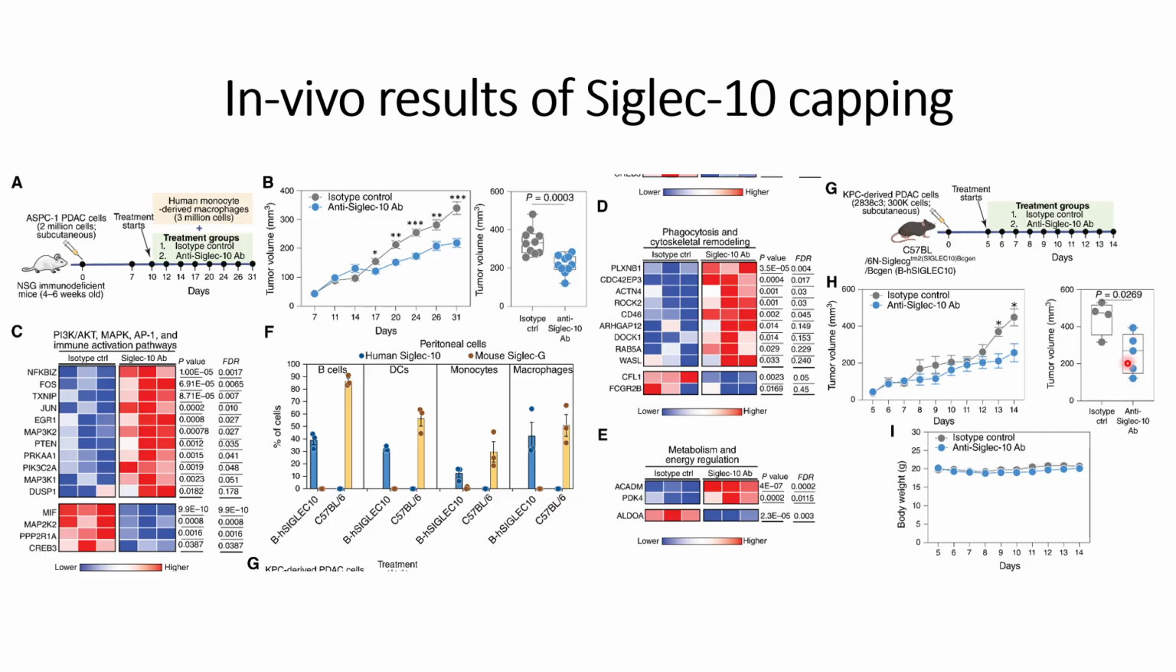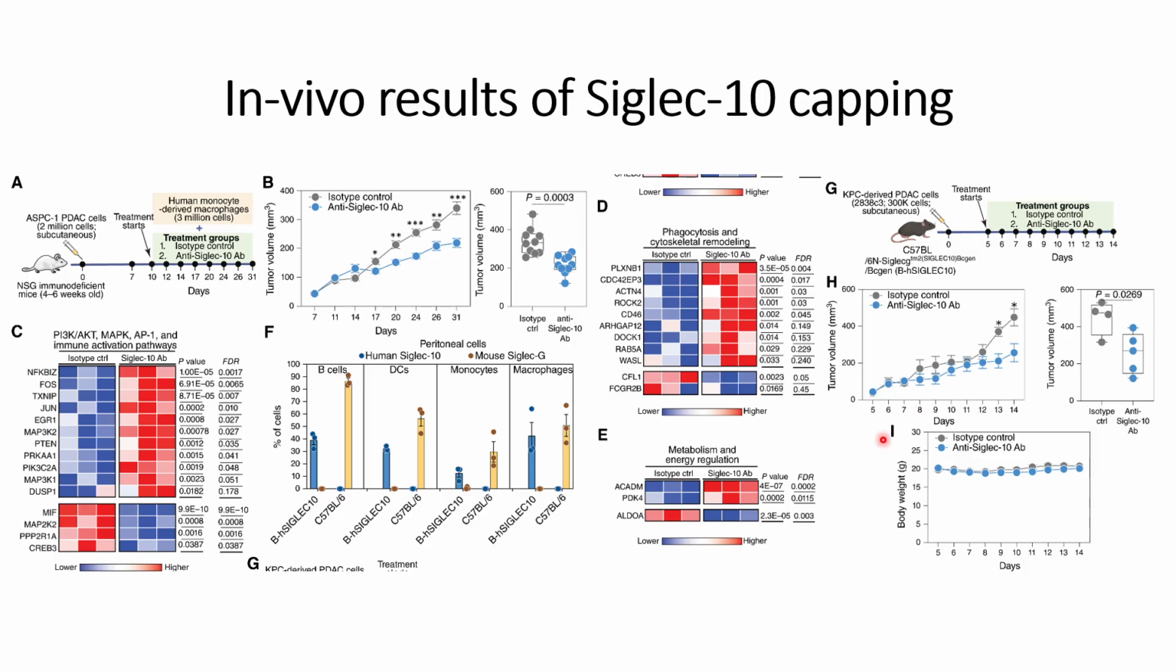Thereafter, they also checked whether it would cause any toxic effect on the mice, and for that they checked the body weight of the mice. They were not able to find a significant body weight change between the isotype control and anti-Siglec-10 antibodies.